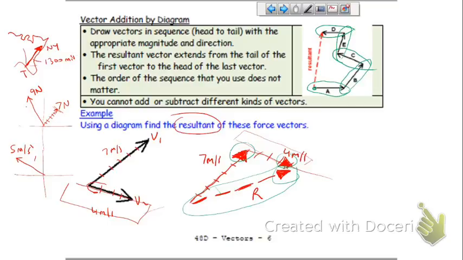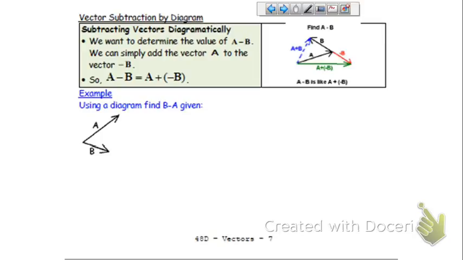Doesn't matter what it is. Draw vectors in sequence, head to tail, with the appropriate magnitude and direction. The resultant vector extends from the tail of the first vector, the beginning of the beginning, to the head of the last vector, the end of the end. The order of the sequence that you use does not matter. You could change the order, you still get the same answer. You're just adding them together. This is great. I can do some really quite amazing stuff using this.